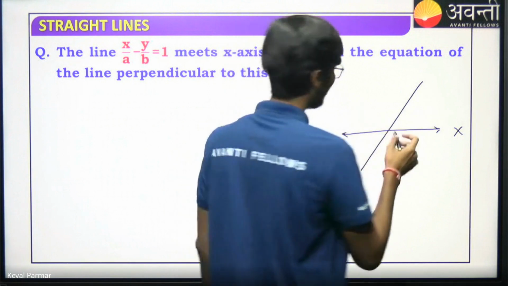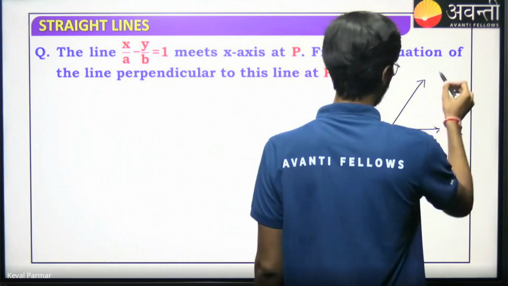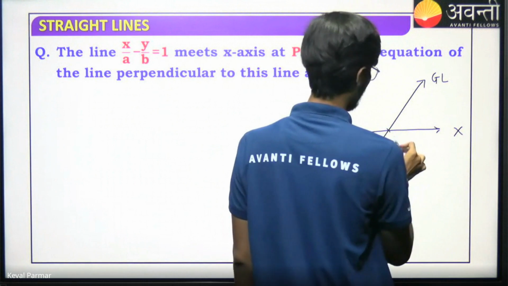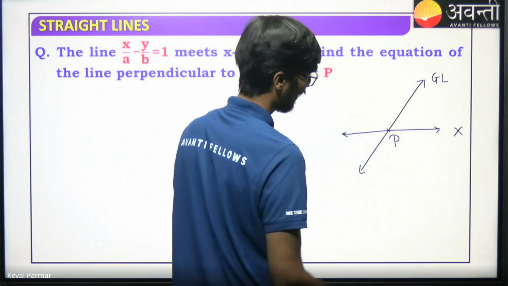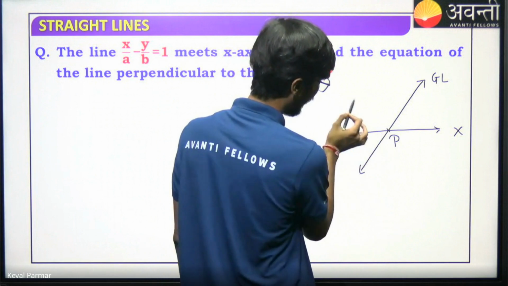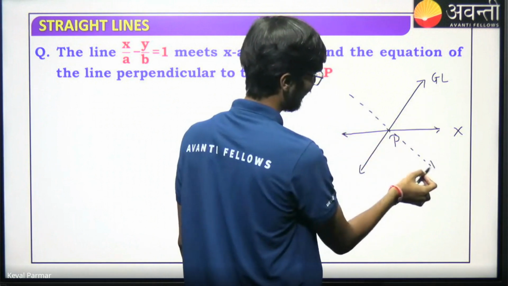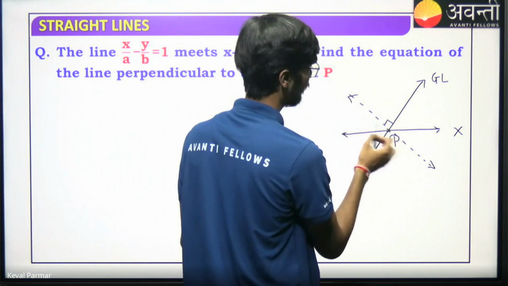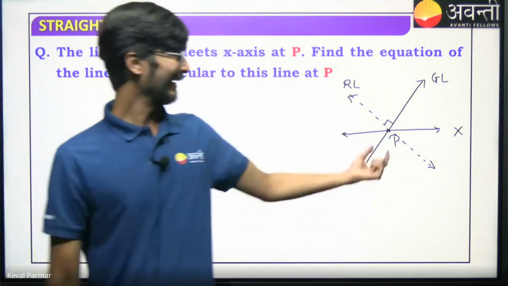Let's say this is the given line, which I'll represent with GL. It meets the x-axis at point P, correct? And I have to find a line which is perpendicular to the given line and passes through point P. This is the required line. So that means I need point P.